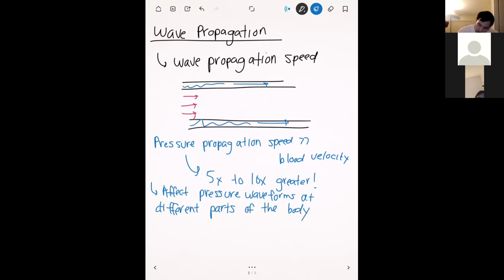Okay. Because you remember, from a couple of weeks ago, we talked about the pressure waveform that occurs in the body, okay? What I showed you was a pressure waveform that occurred at just one location in the body, right? But because we have this pressure wave propagation, the shape of that pressure waveform is going to be different, okay? And it really affects the pressure waveform in two different ways. The first way is that as you get farther away from the heart, the peak systolic pressure increases. Okay?